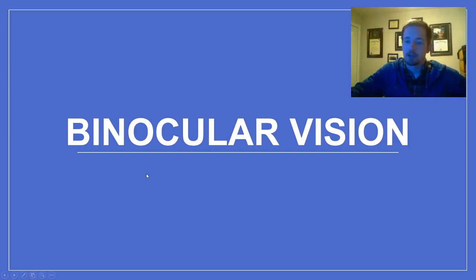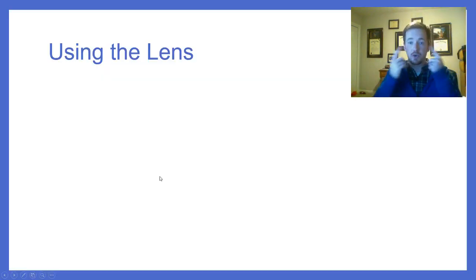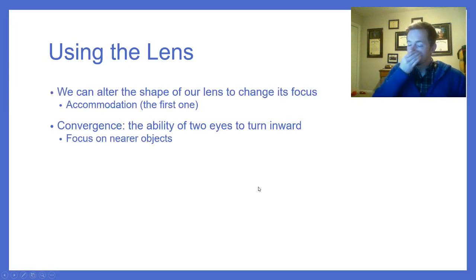Alright, let's talk about binocular vision. So in other words, two eyes, how they perceive things. Whenever we are looking with both eyes, we can engage in something called accommodation. And you may remember we talked about accommodation in chapter 2, and I was talking about the lens.